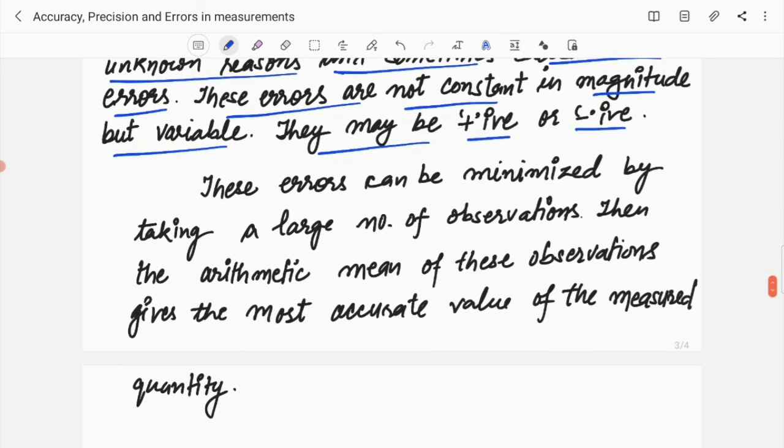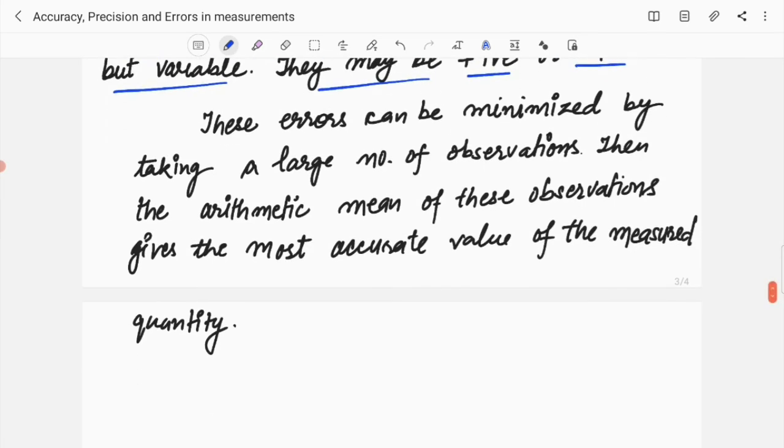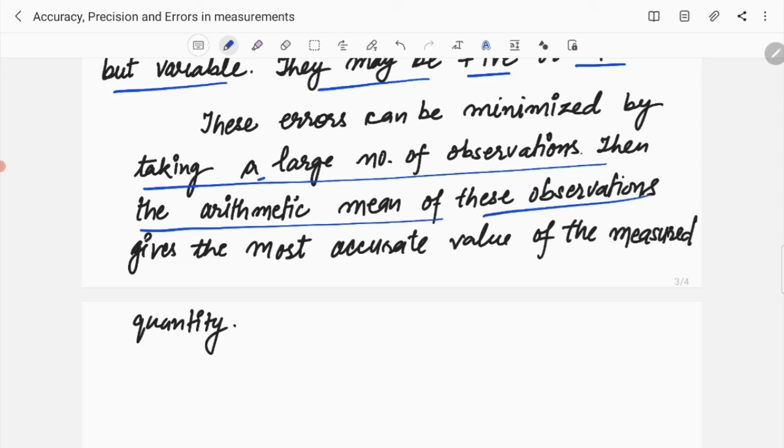So these errors can be minimized by taking a large number of observations and then taking the arithmetic mean of these observations, which gives the most accurate value of the measured quantity. So this is the main thing which we should remember, that errors can be minimized by taking a large number of observations and then taking the arithmetic mean of these observations. Whatever mean you are getting, that will be considered the most accurate value of the measured quantity.